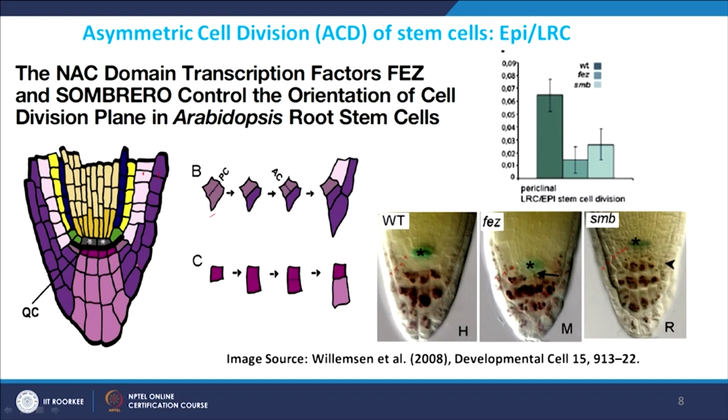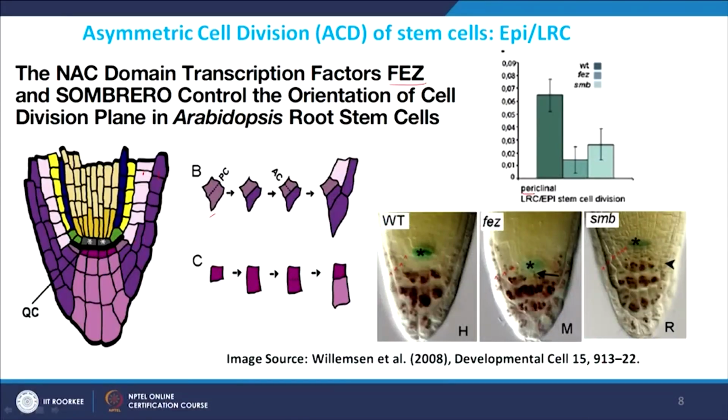And there are two transcription factors, both NAC domain containing transcription factors. One is called FEZ, another is called SMB, which is SOMBRERO. And what happens is that in the mutant background, what you can see here, the frequency of periclinal cell division is significantly decreased. So, this is the wild type, this is the FEZ mutant, and this is the SMB mutant. Which means that both are very important for periclinal cell division.